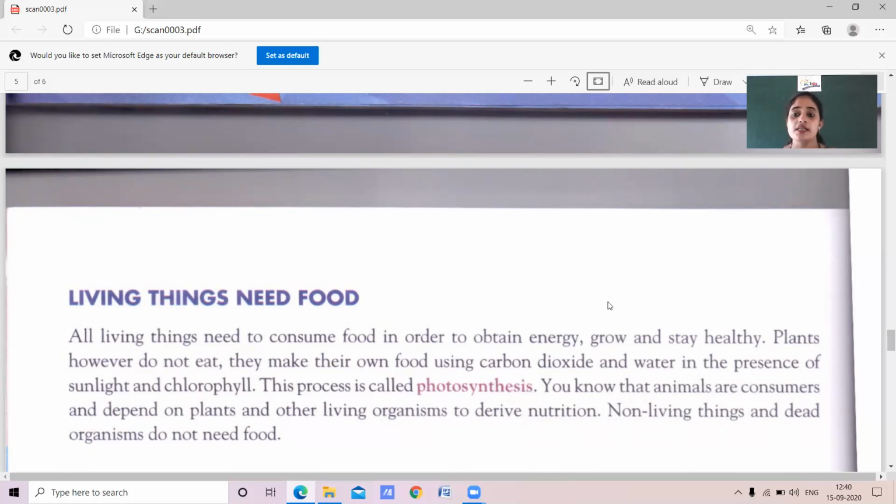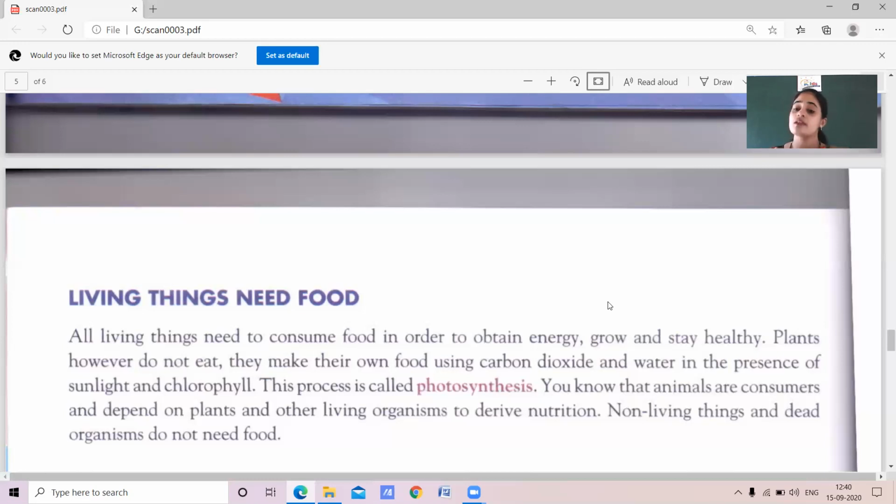They are called consumers, and consumers depend on plants and animals for their food. Consumers will consume the plants and consume the animals to get food, to derive the nutrition. So, autotrophs prepare their own food. They are plants. Consumers, or the heterotrophs, depend on plants as well as other animals for food.